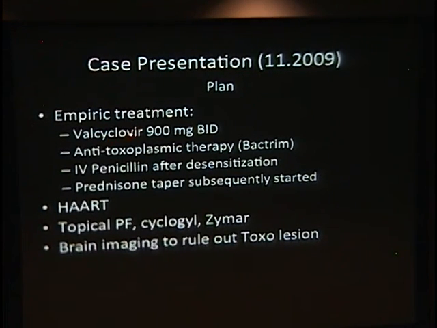So valacyclovir for the possibility of any herpes viruses, the anti-toxo, so Bactrim is what he got, and then he had IV penicillin again after desensitization, and then a prednisone taper as well. Got him back up on his HAART and then treated him locally also with Pred Forte, Cyclogel, and Zymar. And then in his case, his CD4 count was so low, he had brain imaging as well to rule out any toxo lesions in his brain.